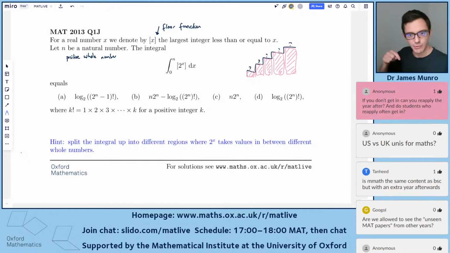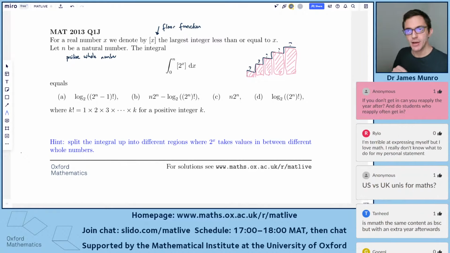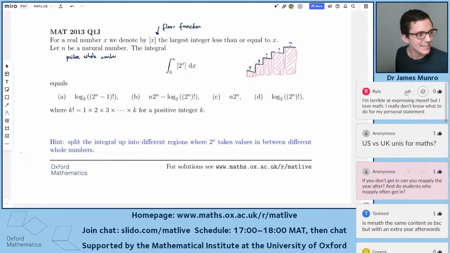So the answer to this one, if you don't get in, can you reapply the year afterwards? Yes, nothing to stop you reapplying. Do students who reapply often get in? We don't actually keep data on that because we don't mark people as reapplicants on their application. We don't take information from previous applications into consideration. We don't compare scores. We don't look up facts from your previous application. We treat you exactly like you're not a reapplicant. So I actually don't know how often reapplicants get in because I'm not tracking who's a reapplicant.